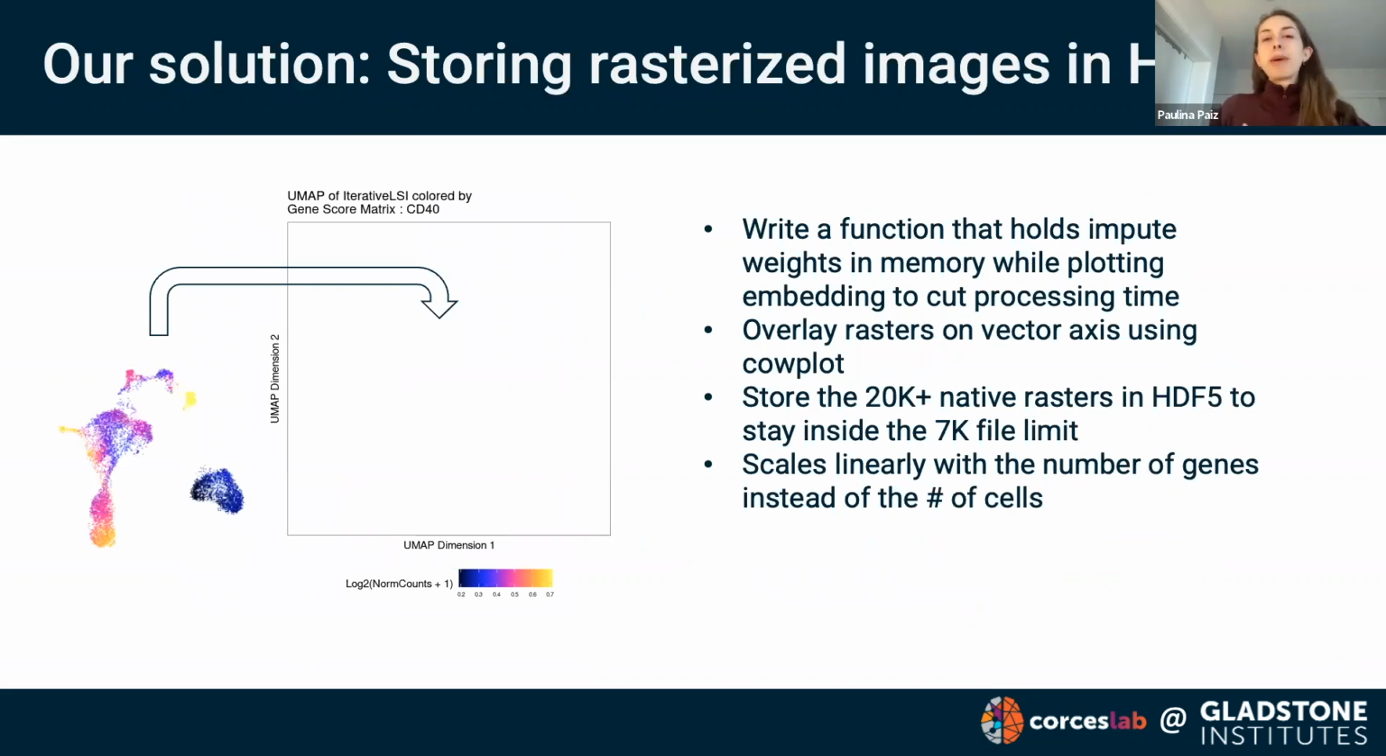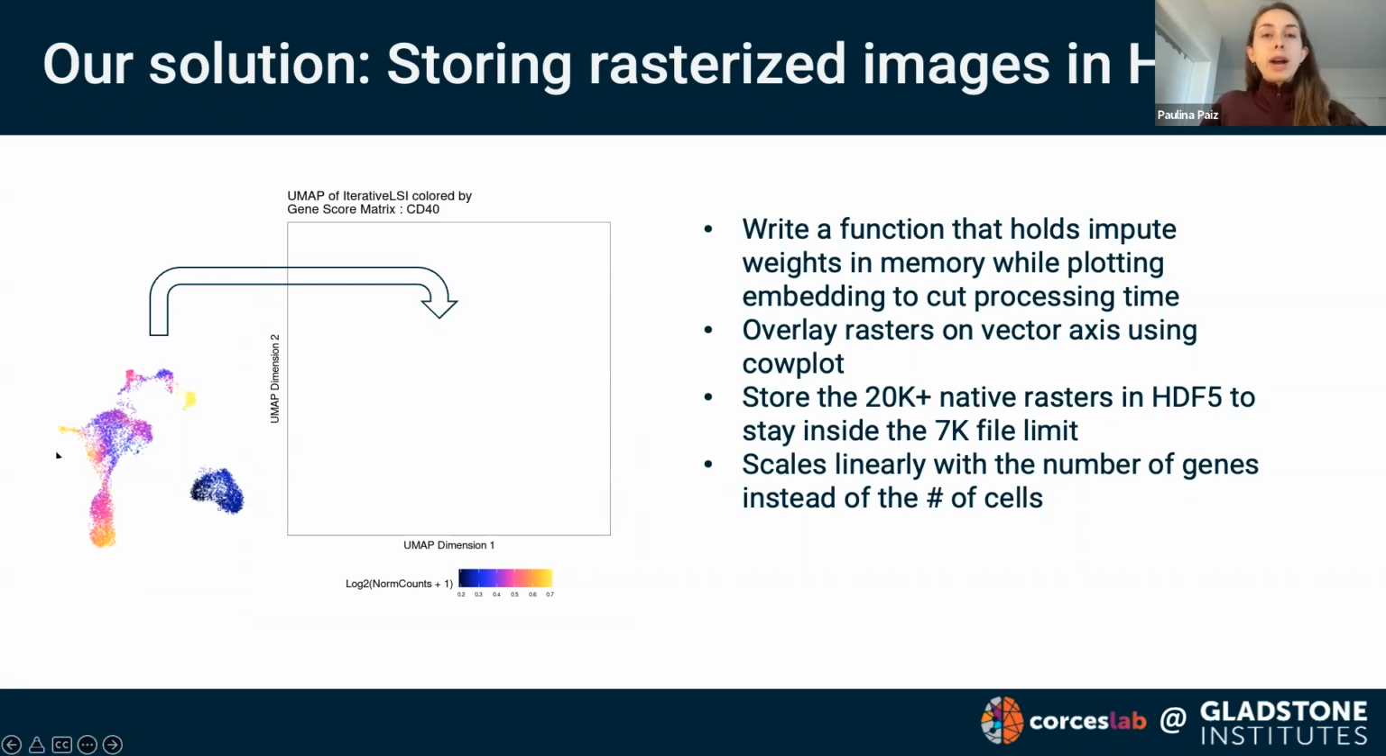Our solution to this was storing rasterized images in HDF5s. So yes, we're going back to HDF5s, but we did it in a clever way so that it wouldn't hold that much data and they wouldn't be as hefty as 2 gigabytes. The way we do this is by writing a function that holds input weights in memory while plotting this embedding, the UMAP, to cut processing time. So instead of 7 hours, it's going to be 1 to 2 hours.